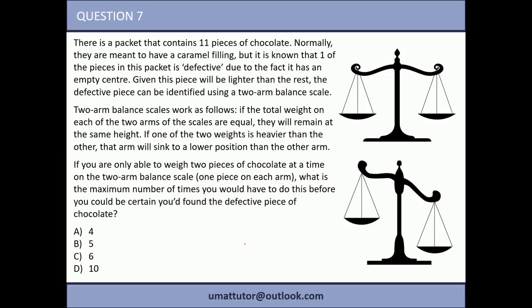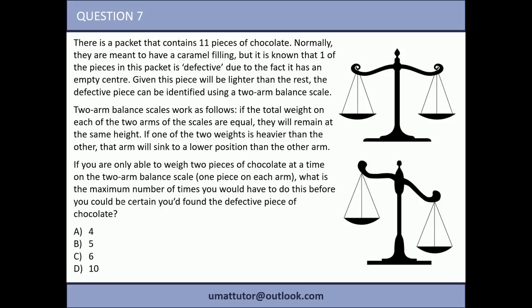In short, though, you can see that there's 11 pieces of chocolate. One's defective, which means that it will weigh differently on our balance scales here. And we're being asked, what is the maximum number of times you would need to weigh 2 pieces of chocolate, one on each of the 2 arms, in order to find this one defective piece out of the 11. So just imagine again the worst case scenario.